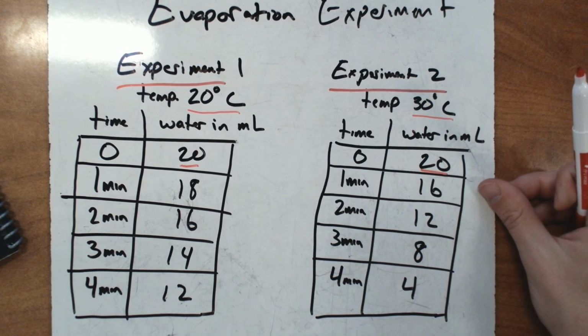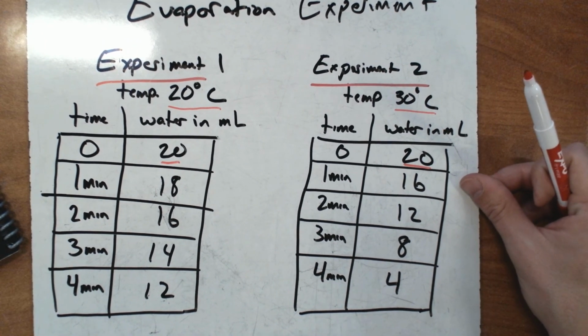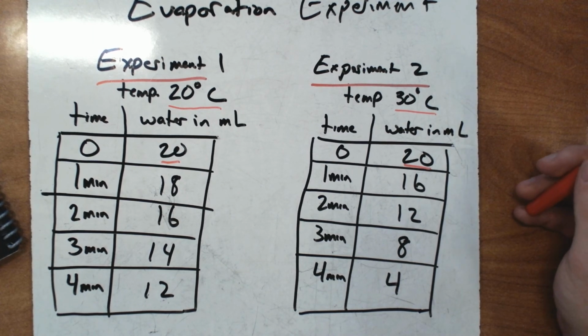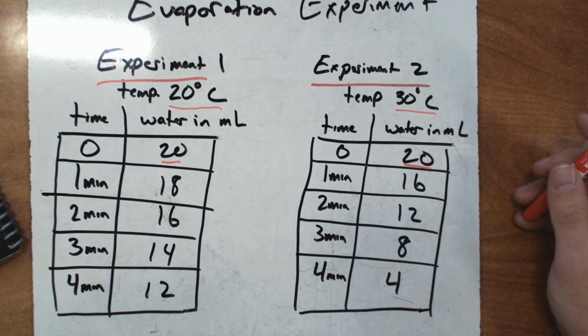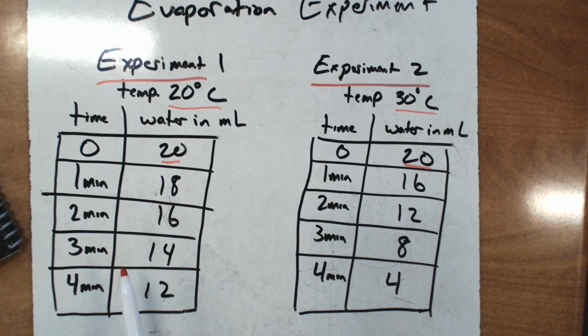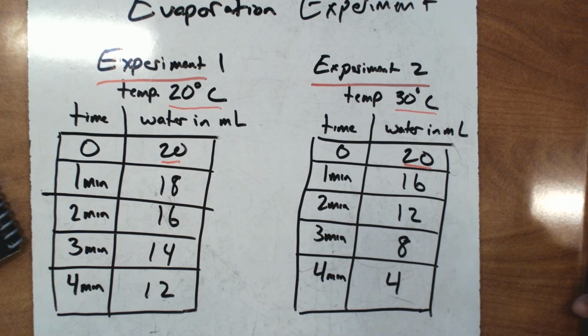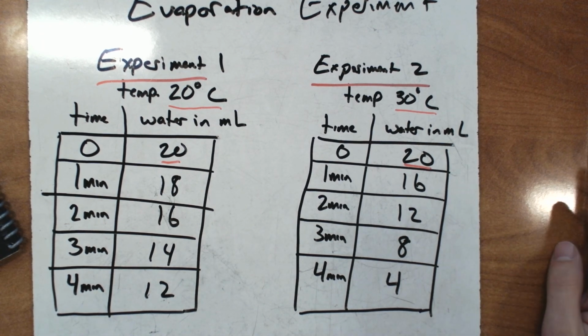Now, based on the data from this experiment, you should be able to see that temperature does in fact change the rate of evaporation. I have a slower rate of evaporation over here. I have a faster rate of evaporation over here, and the only thing that I changed was the temperature of the room that it was in. So you should be able to make the argument for why that is the way it is. And those are your research summary type questions.